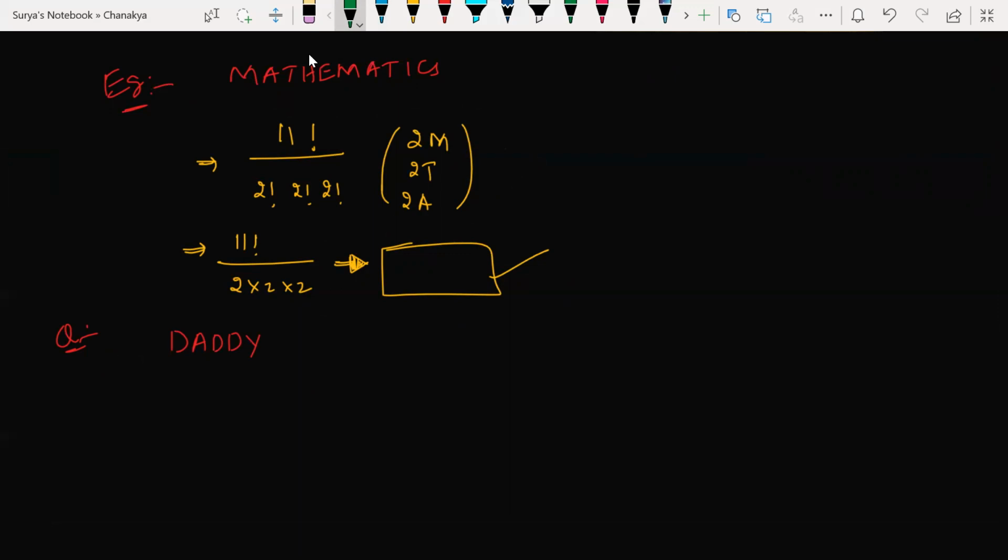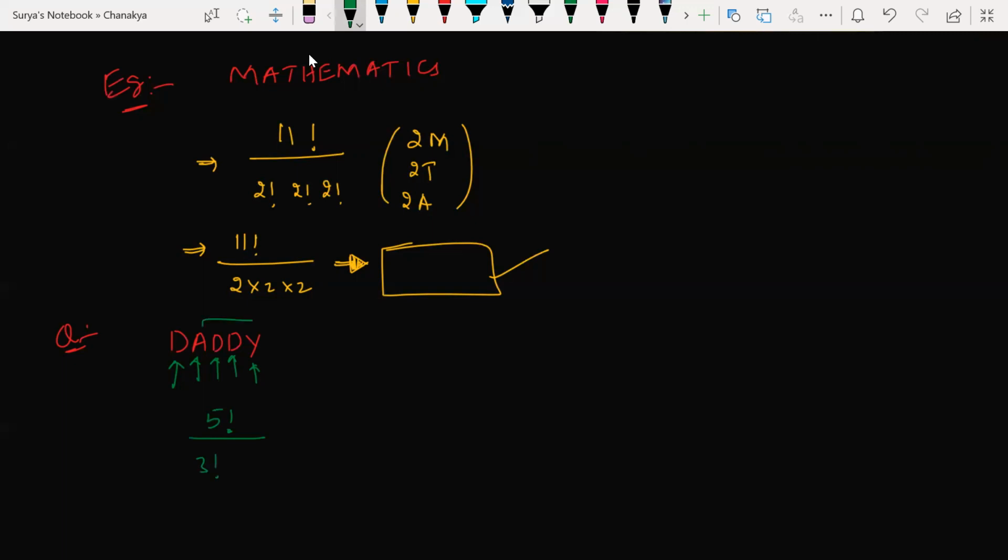What is the answer? Total number of letters, how many? 1, 2, 3, 4, 5. How many letters do I have here? 5 factorial, divided by, tell me, how many repeaters? 3 D's are repeating, so 3 factorial.